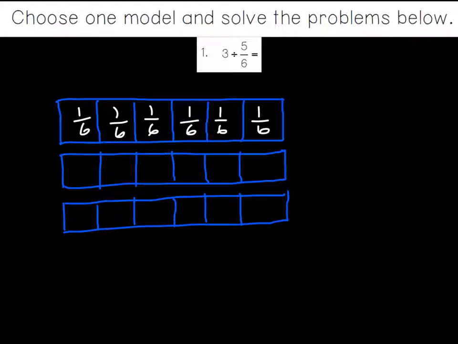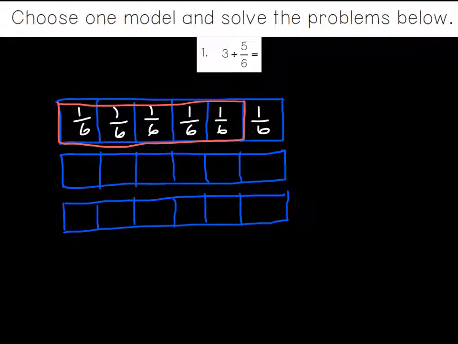Now we're going to practice this same thing using the bar model. We're going to divide 3 by 5/6. I did my 3 here, 1, 2, 3. I split them up into 6, 1/6 each, for a total of 6. Now I'm going to group them in groups of 5. So my first group of 5 will be right here: 1, 2, 3, 4, 5.